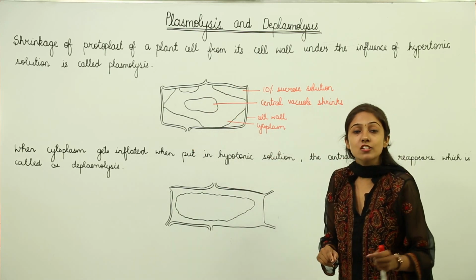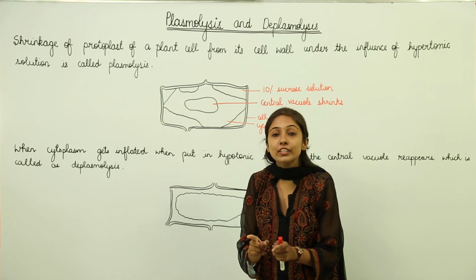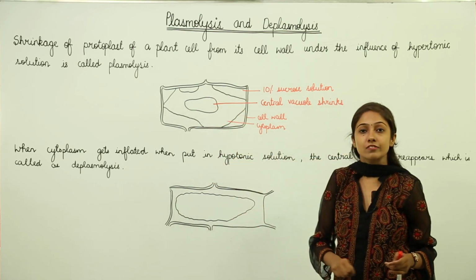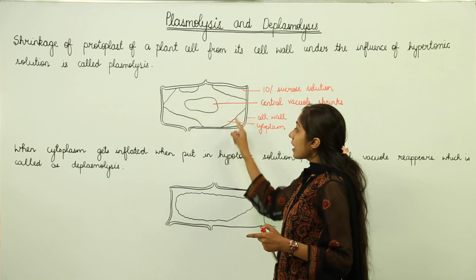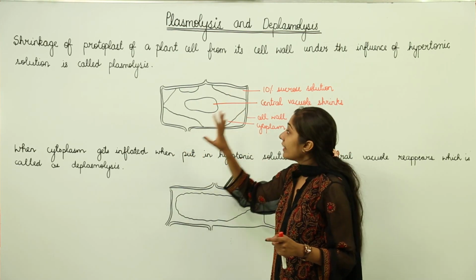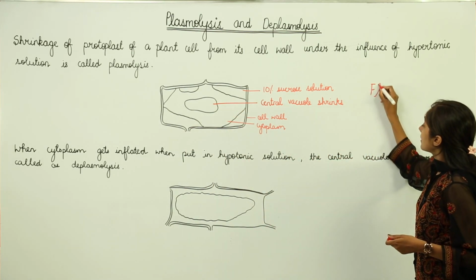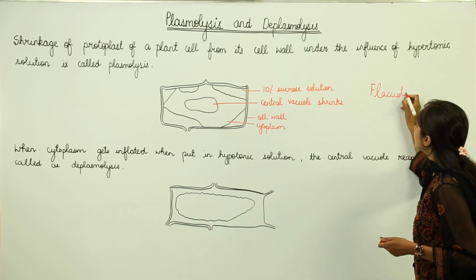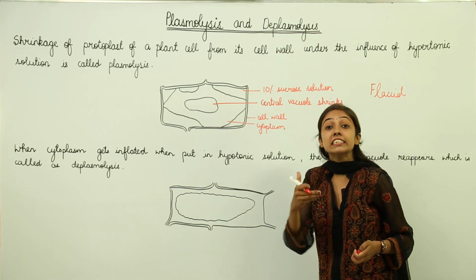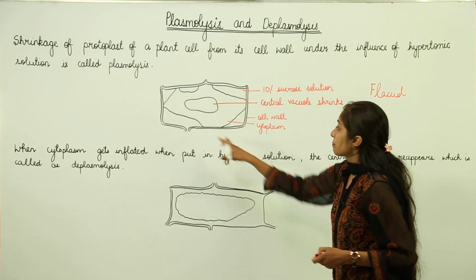Now, this cell is known as a plasmolysed cell. Why? Because the water molecules have moved out, which has led to the shrinkage of the protoplast, which has led to the shrinkage of the cytoplasm, and the cytoplasm has left the cell wall. And this type of cell is also known as a flaccid cell. Now, this process you can also call as flaccidity, right? It is a flaccid cell.